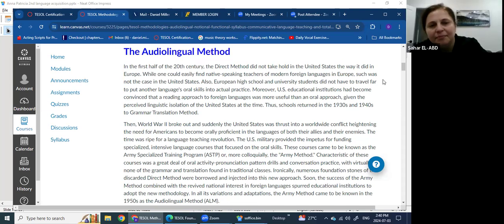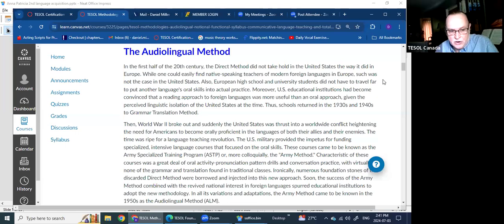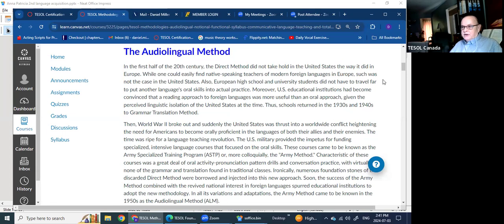The audiolingual method focuses on communication and absolutely perfect pronunciation. So when they're teaching the audiolingual method, the teacher will say words or phrases or sentences, and the students, the participants, just repeat what the teacher said, and they learn it by repetition.